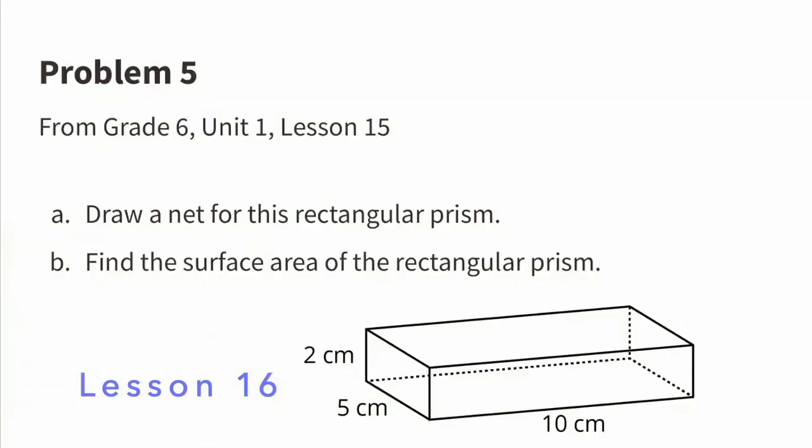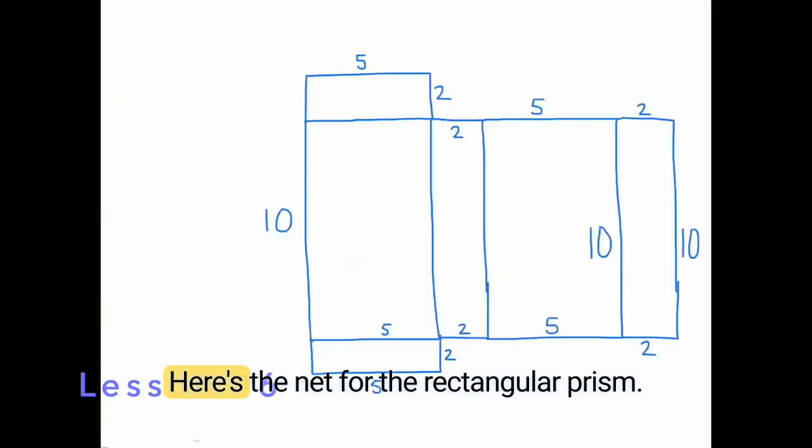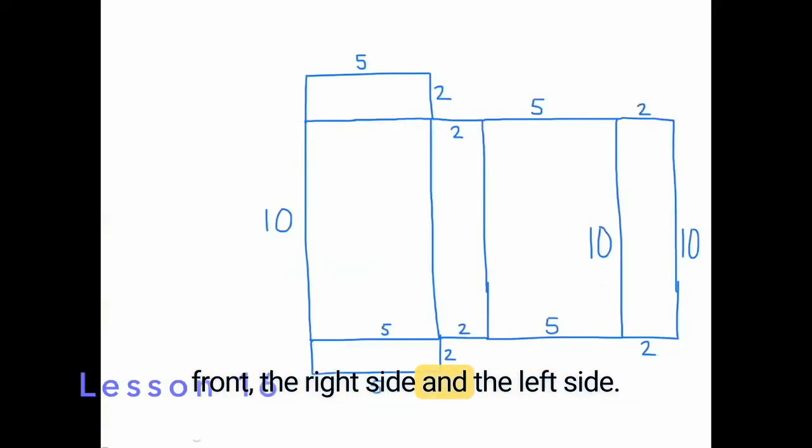Number 5. A. Draw a net for this rectangular prism. Here's the net for the rectangular prism. It has the top, the back, the bottom, the front, the right side, and the left side.